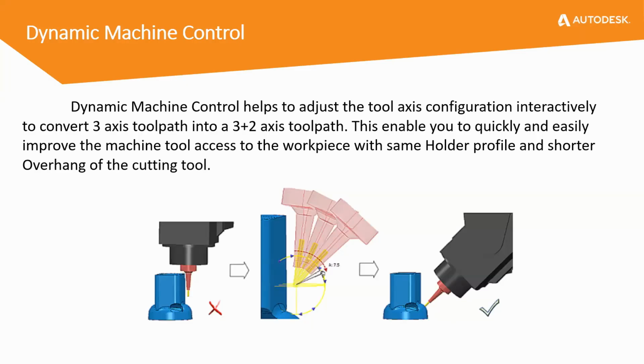Let's move to the dynamic machine control option. This option interactively helps the user to convert the 3-axis toolpath into a 3+2 axis toolpath. The main advantage of using this type of machining is that we can utilize minimum overhang and a shorter holder, which leads to faster feed rates. This will reduce the cycle time too.